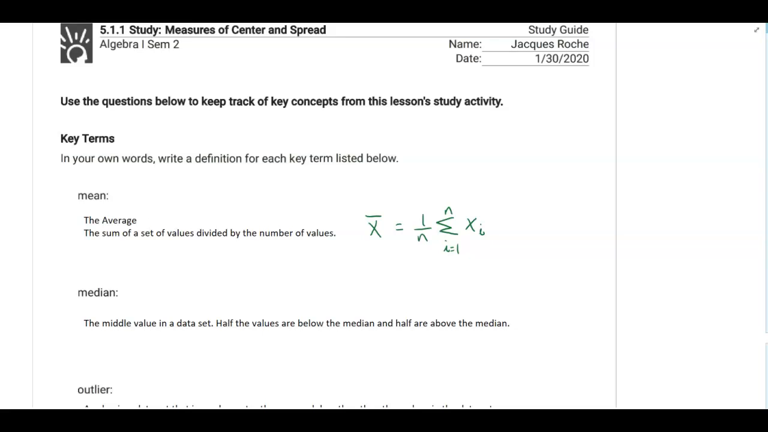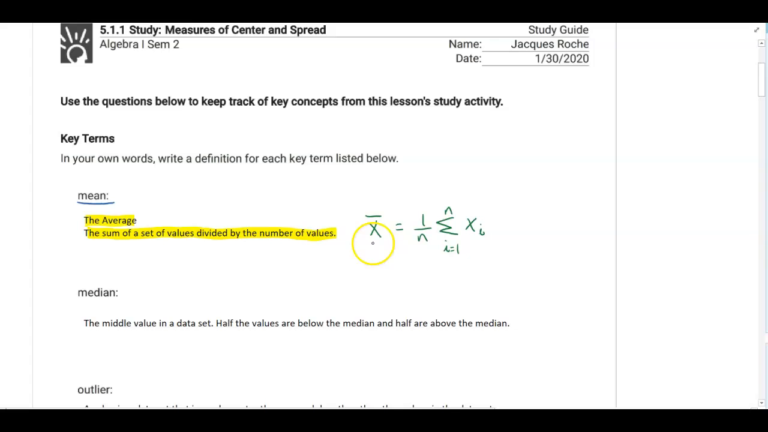First off, the first one is mean. Another word for mean is basically average. Now with that, the average is basically the sum of all the set of data values divided by the number of values you have.